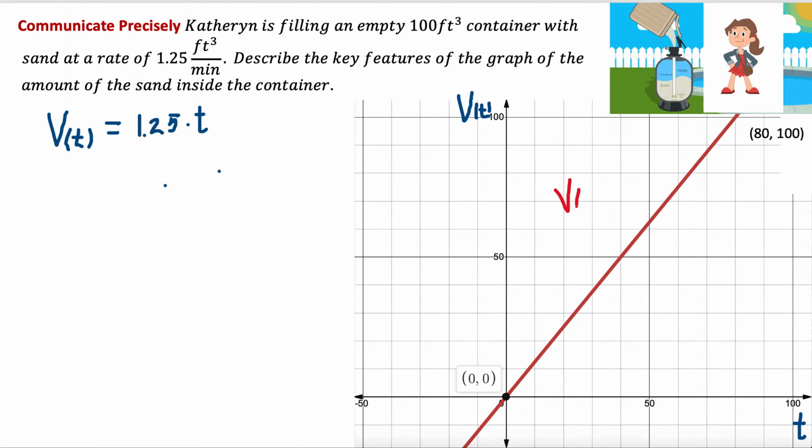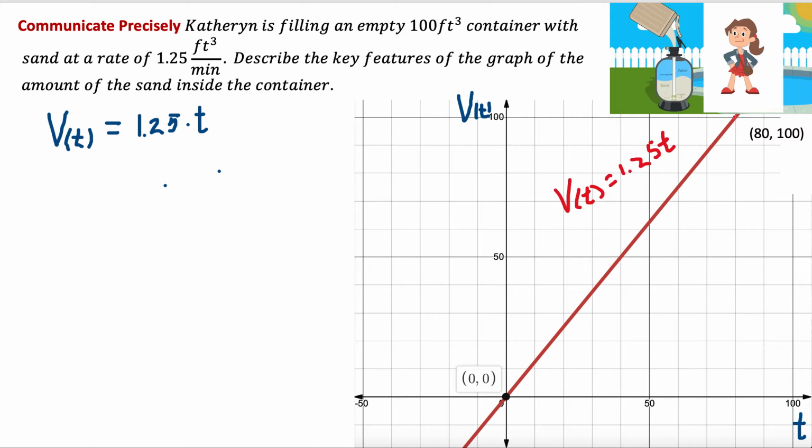So V of t, this is the graph of the function that we have here, is equal to 1.25 t. When we graph this equation, 1.25 t, if we plug in this function in Desmos or graphing utilities, we get this graph here.